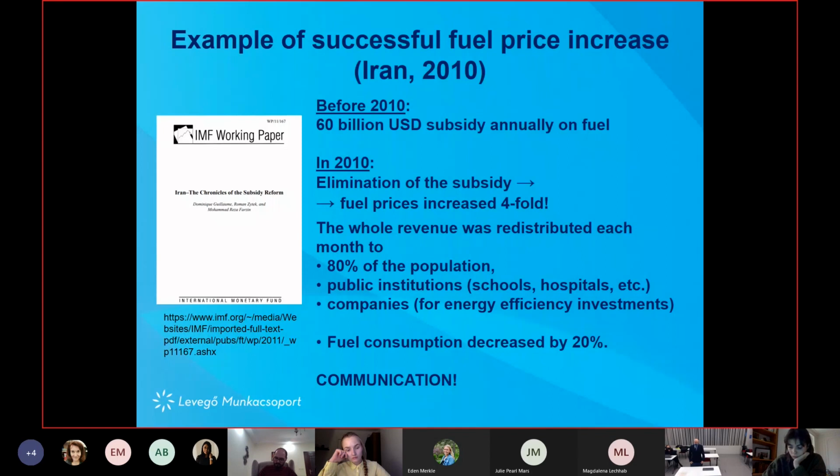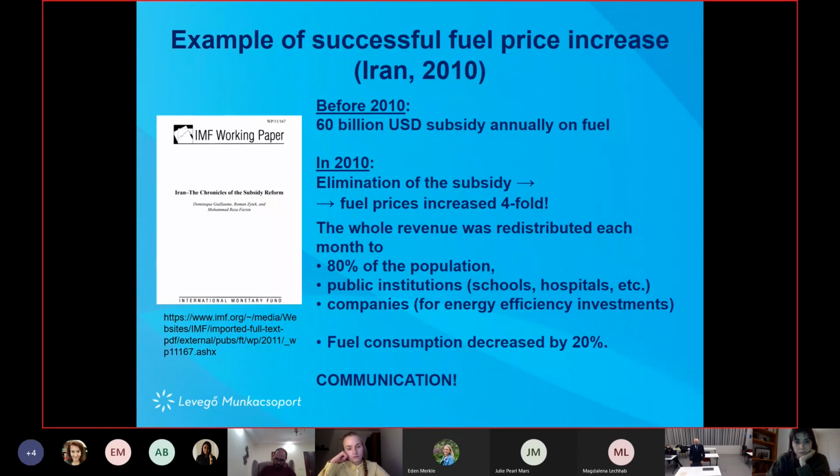And why? Because the revenue was distributed each month to 80% of the population. Only the richest 20% didn't get this subsidy, but they really didn't care because they were rich, and fuel costs were not a big cost in their budget. And also public institutions and companies received compensation.